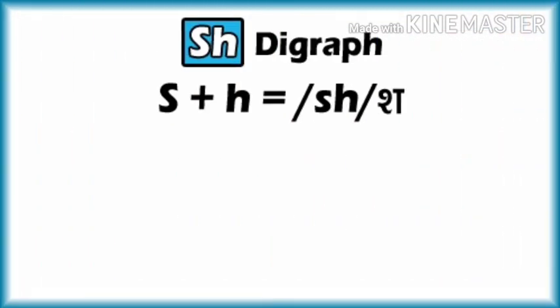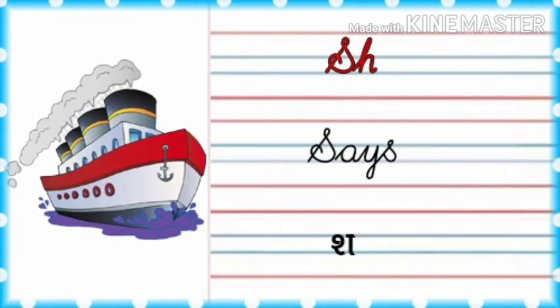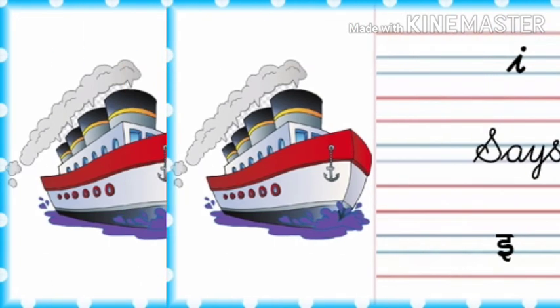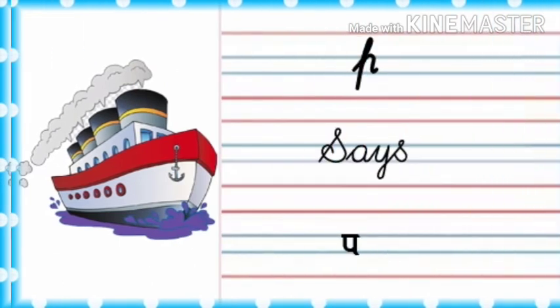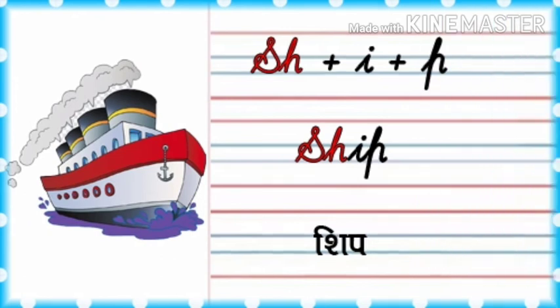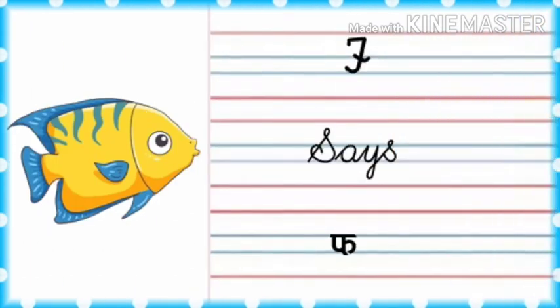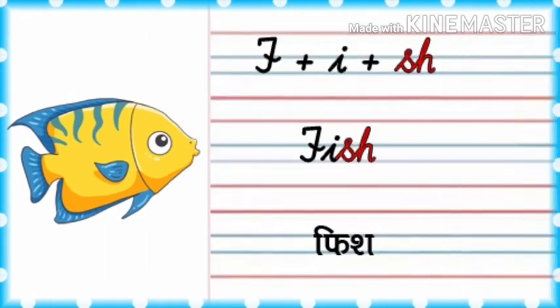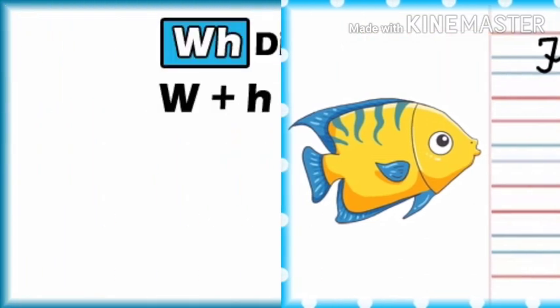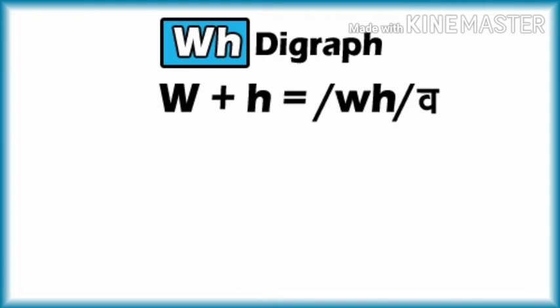Digraph SH says sh. Sh sound words. SH, sh. I says i. P says p. Sh-i-p, ship. One more word of sh sound. F says f. I says i. SH, sh. F-i-sh, fish.